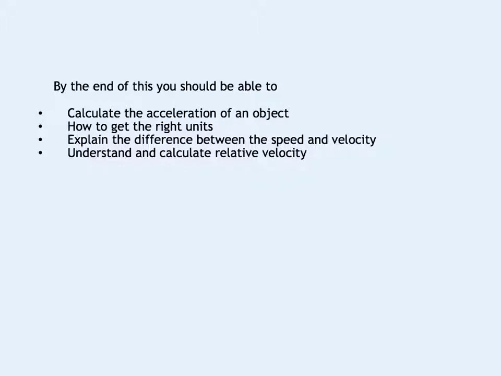Welcome to this P3 presentation on acceleration and velocity. By the end of this presentation you should be able to do the following four things. Firstly, you're going to be able to calculate the acceleration of an object. Secondly, make sure you've got the right units. Thirdly, explain the difference between speed and velocity. And finally, understand and calculate relative velocity.